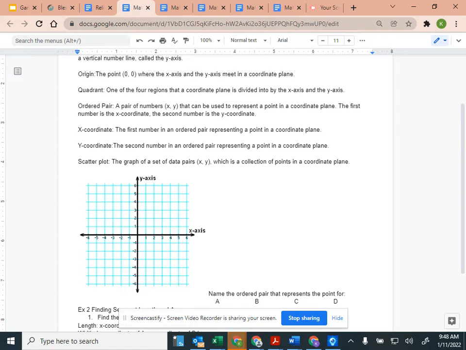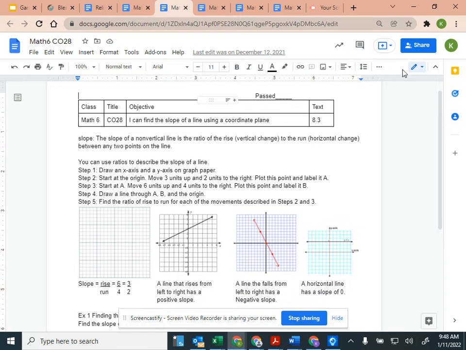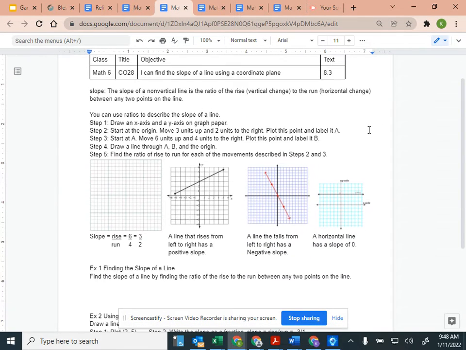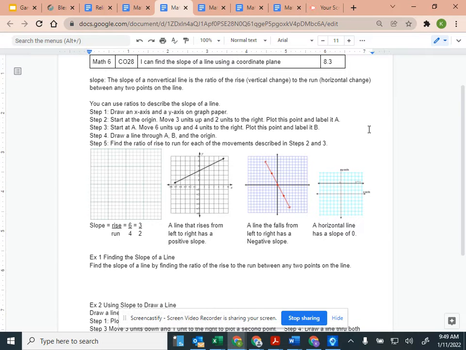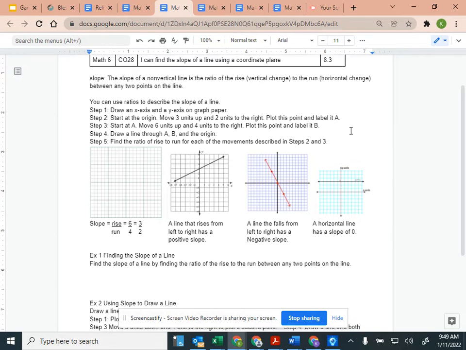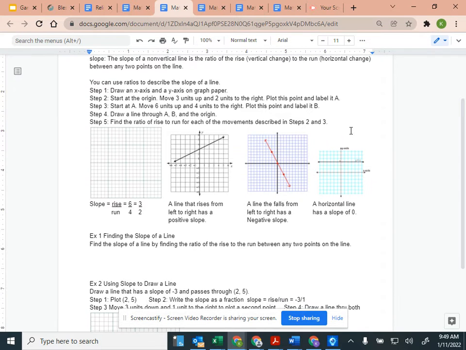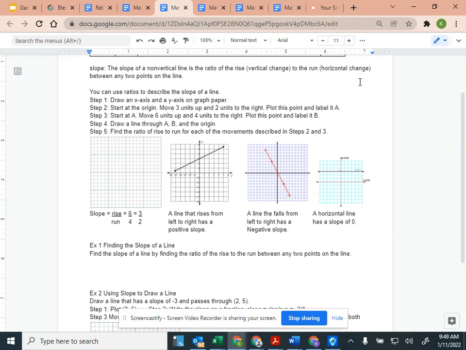Let's look at our next objective. The next objective is CO28. I can find the slope of a line using a coordinate plane. So the slope, this is important, we need to remember that slope is the rise over the run. Rise over run tells us our slope, how much that line is going to be going up and down.